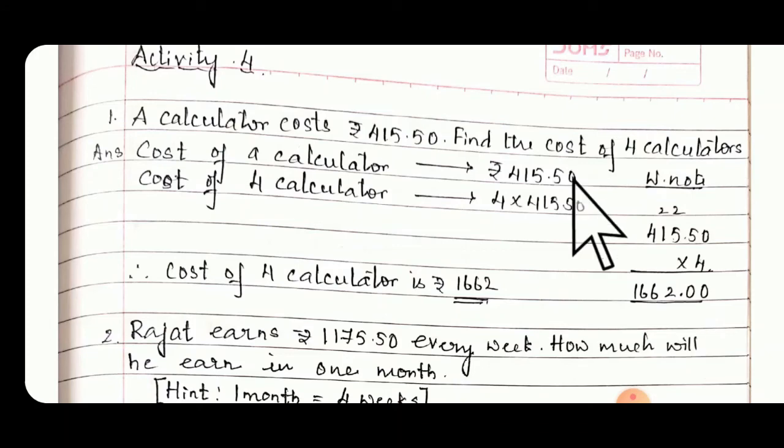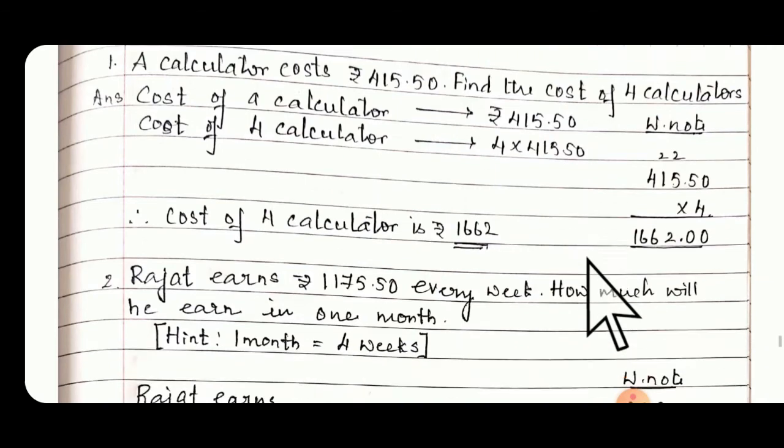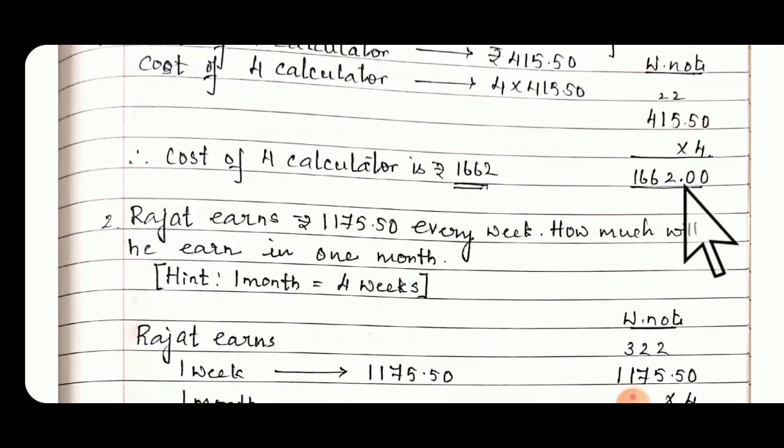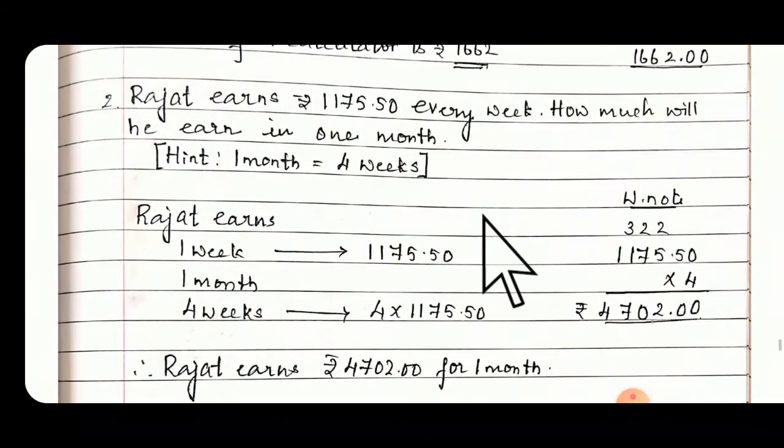Okay. Cost of calculator rupees 415.50 paise. Cost of 4. Suppose if we buy 4, multiply by 4. Go for the working note. So altogether cost, if you want to buy 4 calculators, you have to pay rupees 1662.